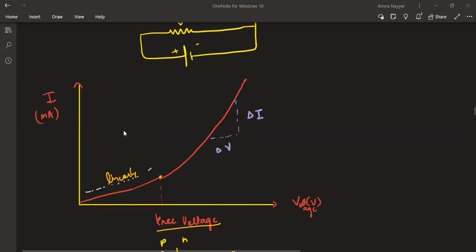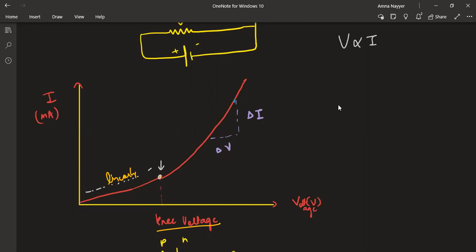Current increases linearly the way it obeys Ohm's law. Whatever Ohm's law we have studied, potential is directly proportional to current. So current is proportional to voltage. If current increases by 2 amperes, voltage will also double itself, but at a point only. Then the current suddenly increases abruptly. So we get this type of graph for forward bias, and this value of voltage after which current abruptly increases is known as knee voltage.